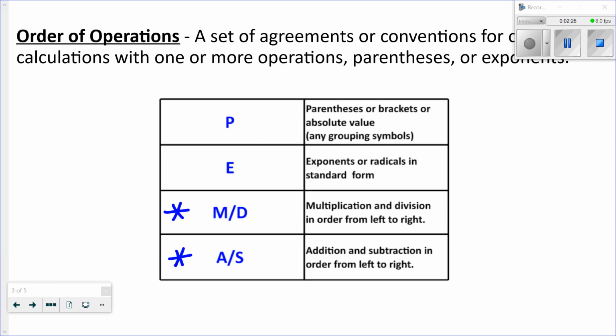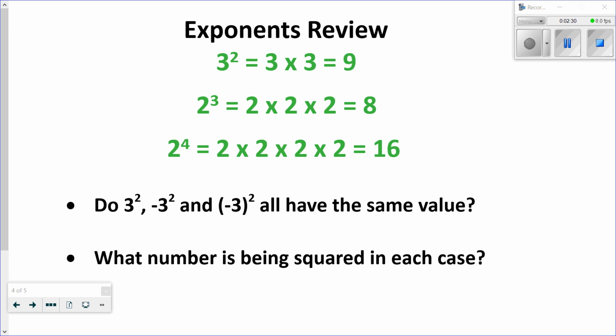Okay, we spoke about order of operations. Just to quickly review exponents. An exponent is the little number that you see in the top right corner, and the number that's in front of that exponent, the larger number, is known as the base. So the exponent tells you how many times to multiply the base by itself.